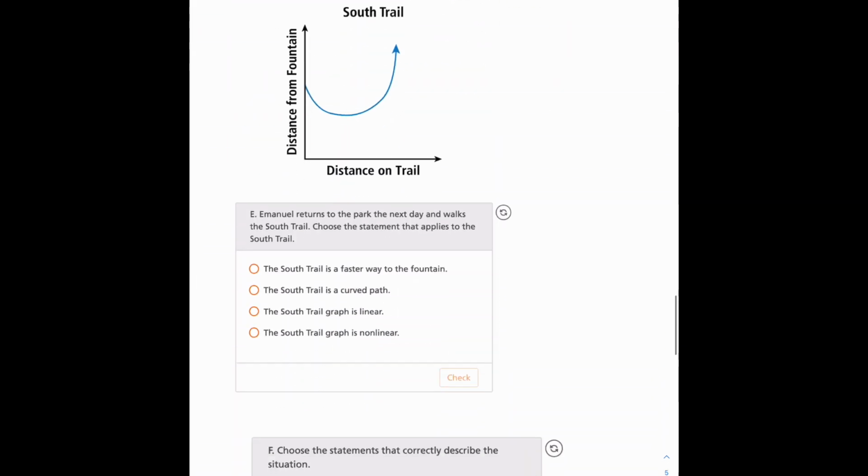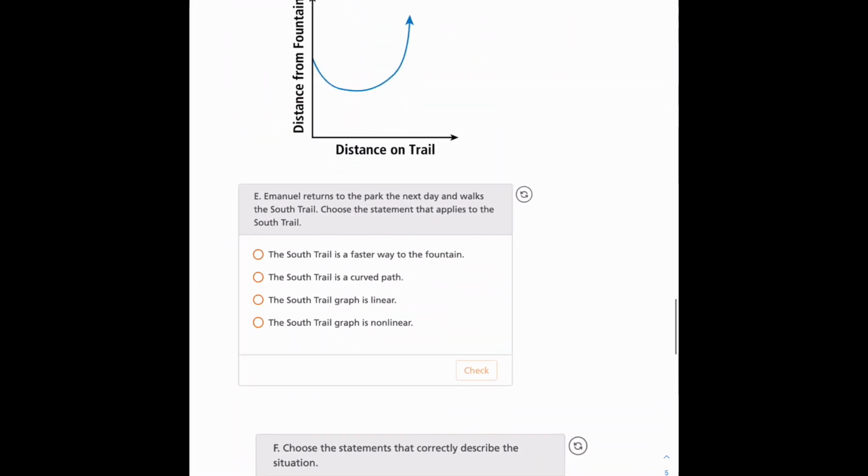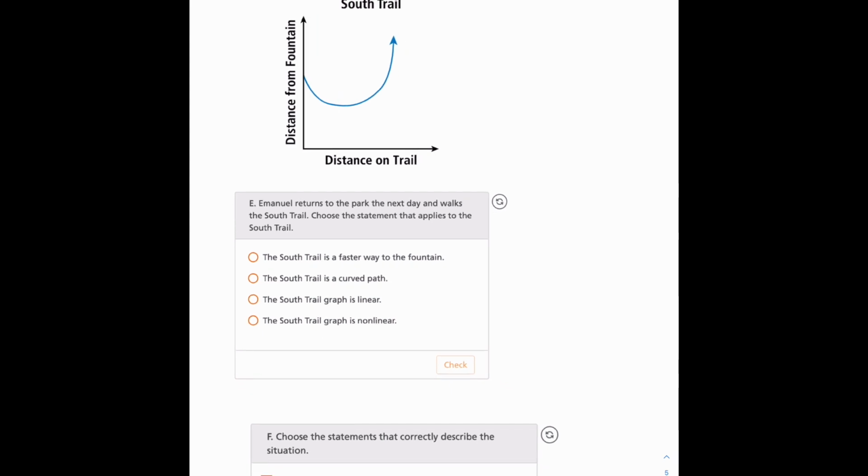All right, let's look at the next one. South Trail, okay? This is the same idea, distance from the fountain, distance on the trail. So what do we notice immediately? Is this linear at all? Well, no, it's a curve. In fact, there's no portion on this graph where it's linear. It's curving all the time.